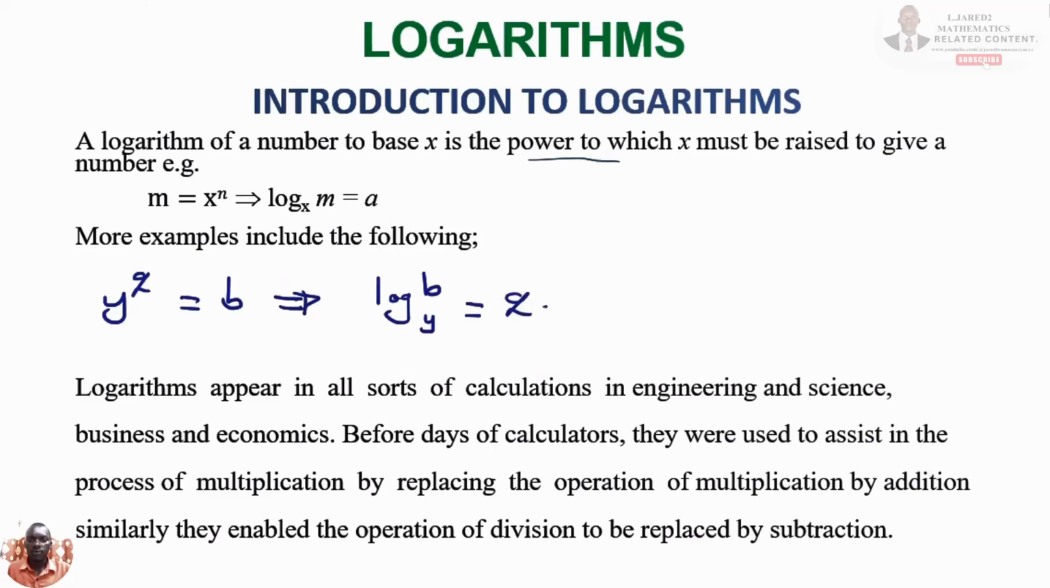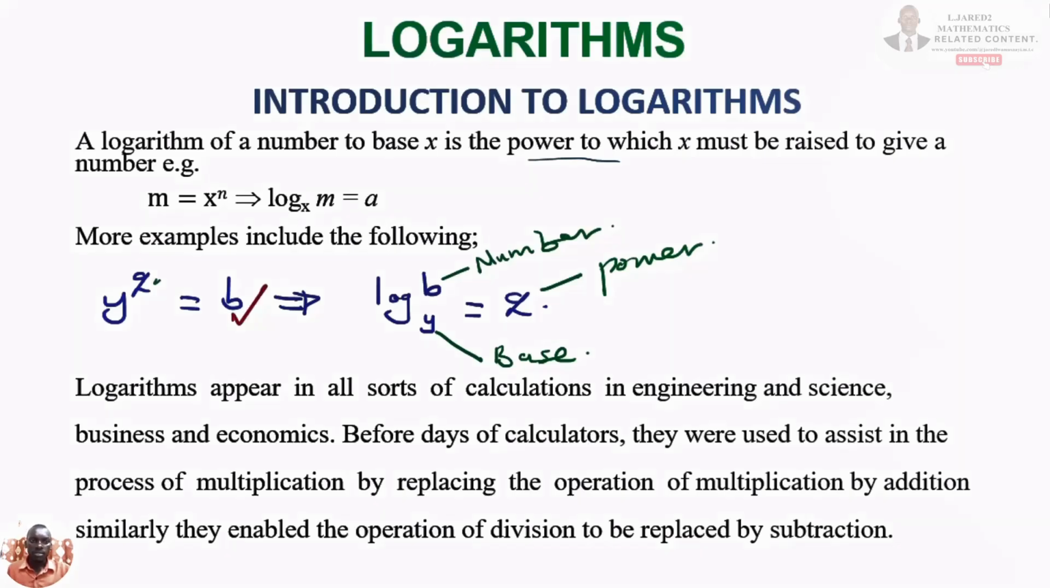So we can see that from here, this is the power. It's the power as you can see from this side. Then this is the base. Then this is the number they are talking of. The number that if we get this base, which is y, and we power it by q, we are able to get the number which is b.